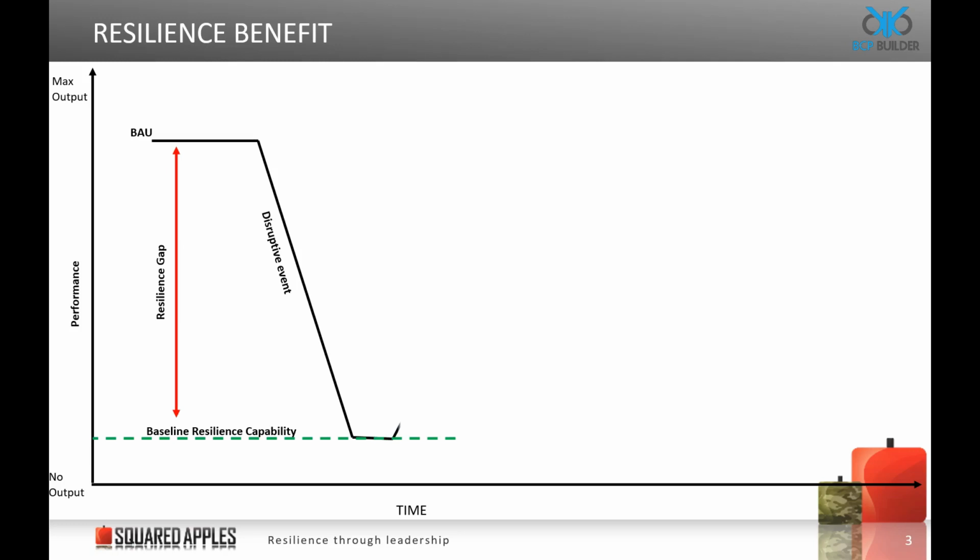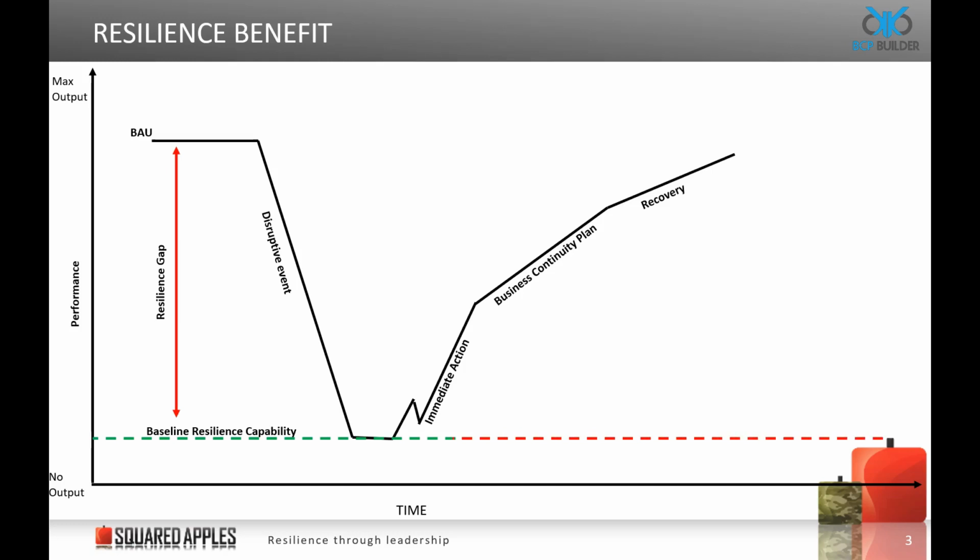The organisation performs for a period of time at the resilience capability until it implements its immediate response drills, which will start to climb back up towards business as usual. It will then, over a period of time, implement its business continuity plan before then moving into its recovery phase. All these phases are helping us grow back towards the business as usual level of performance.